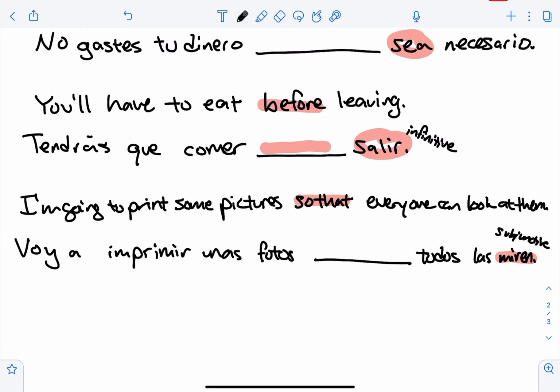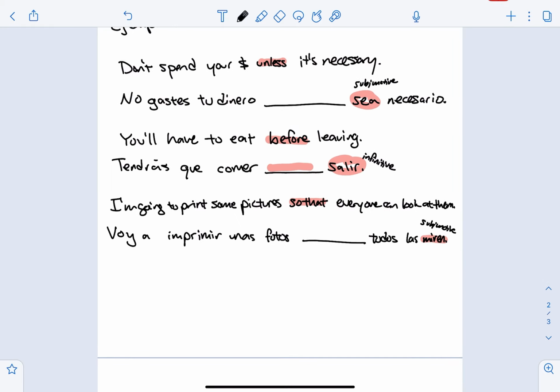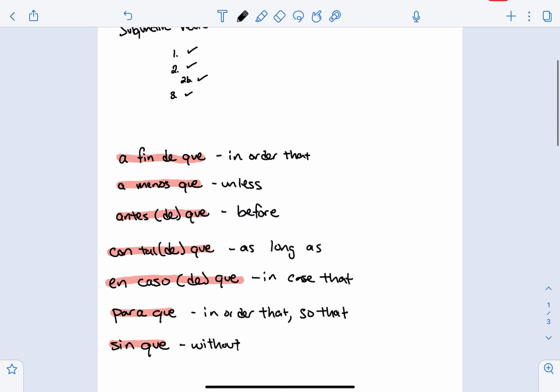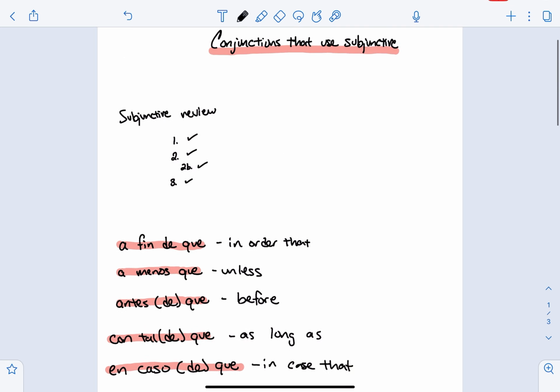So for your notes to be complete, you should have 3 examples written down. You should have the rule of when to use the infinitive, the 7 conjunctions, and a reminder of how to conjugate the subjunctive.